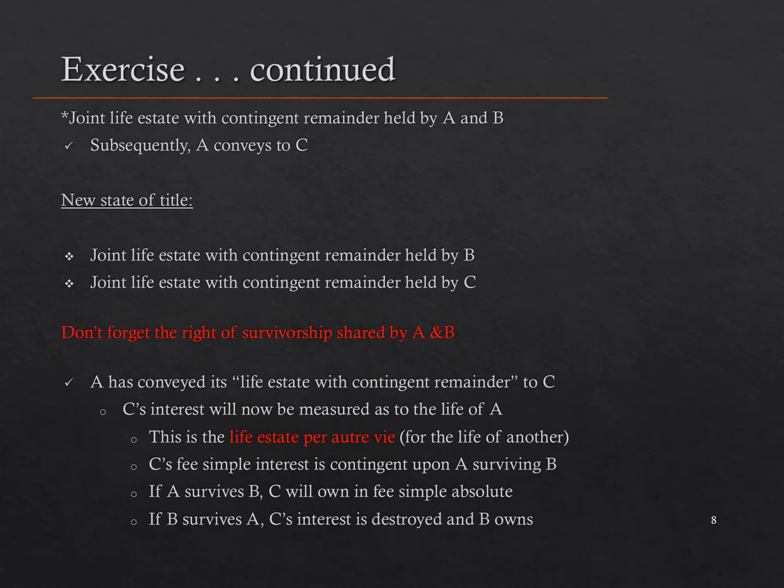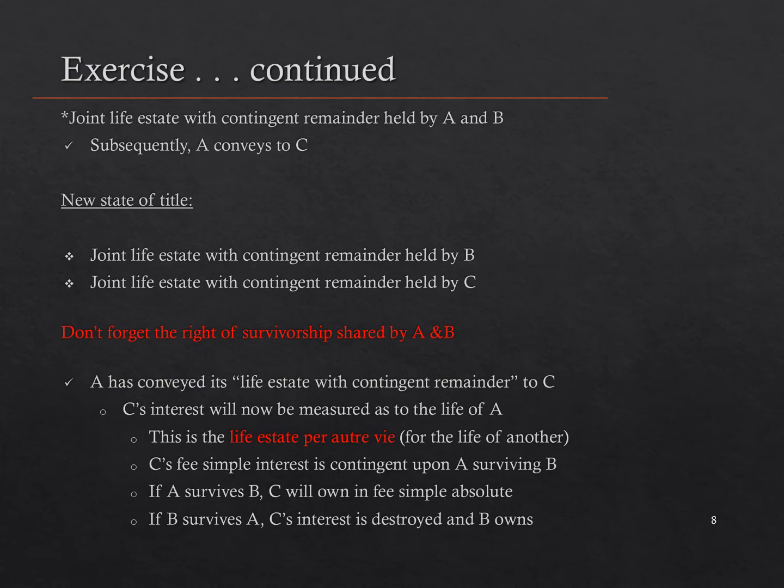So we've rewritten the joint life estate with contingent remainder held by A and B. Now, what do we mean by these? The joint life estate means that A and B have the right to ownership of the property during their lifetime. The contingent remainder says that it's contingent upon one surviving the other. If A were to survive B, A would own the entire estate fee simple absolute. Conversely, if B survived A, B would own the fee simple absolute. So that's the contingent element, contingent remainder.